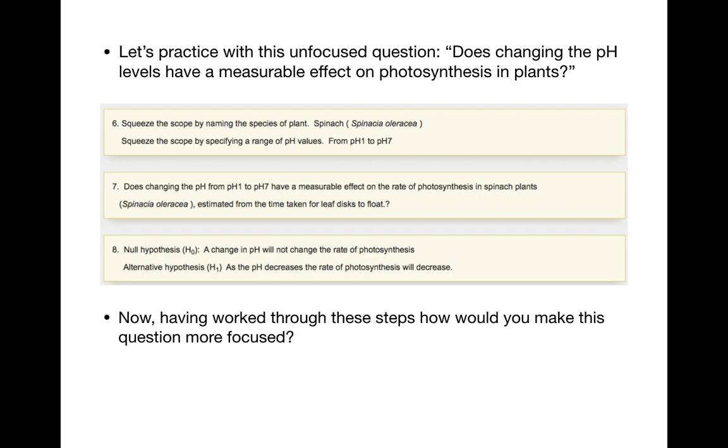Okay, so having gone through all those 8 steps, what's the new question you would write for this particular one? So this was our original question. How would you rewrite it to be much more focused and get us out of the 1-2 point range on the rubric and up to the 5-6 range?